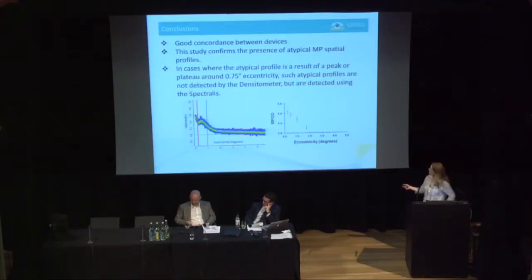And lastly, I'd like to point out, these are from the same person. You can see from the densitometer that they have a secondary peak. I mean, from the Spectralis you can see there's a secondary peak, but in the densitometer it looks like they have a very normal spatial profile. So the Spectralis is a little bit better at detecting these atypical profiles.